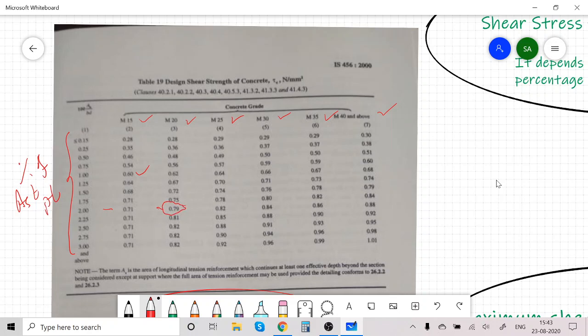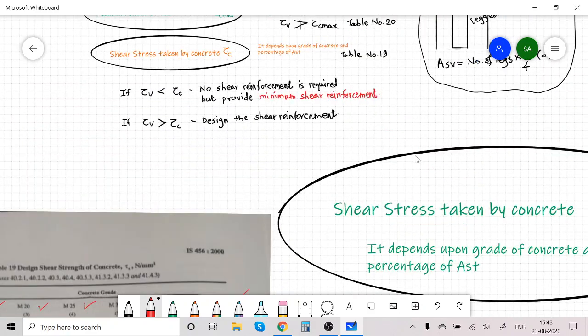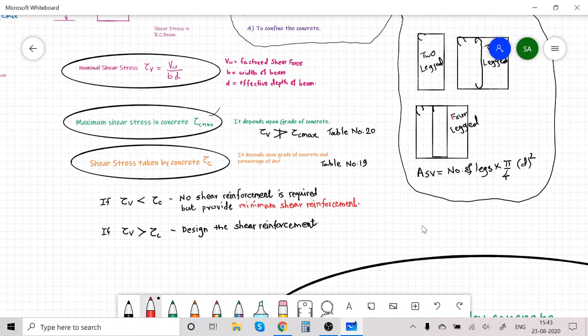If the value of percentage of steel is in between these values, suppose it is 0.8, which is between 0.75 and 1, then by interpolation we can find the value of tau C. Table number 19 gives us the values of shear stress taken by concrete.